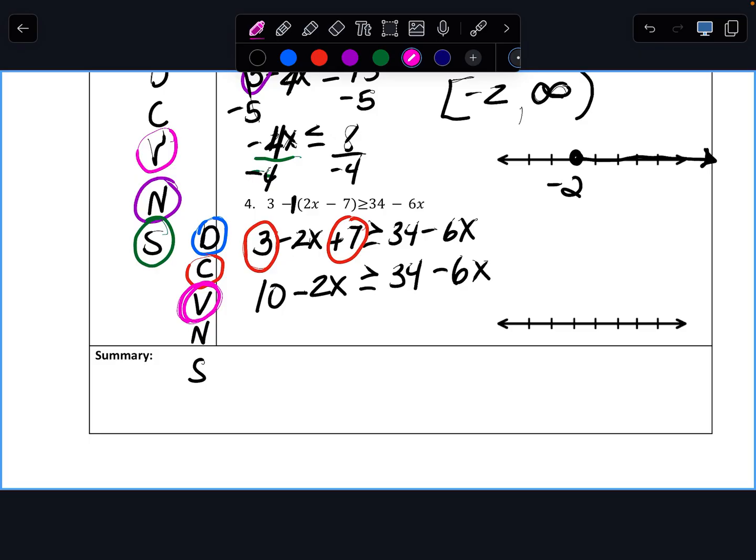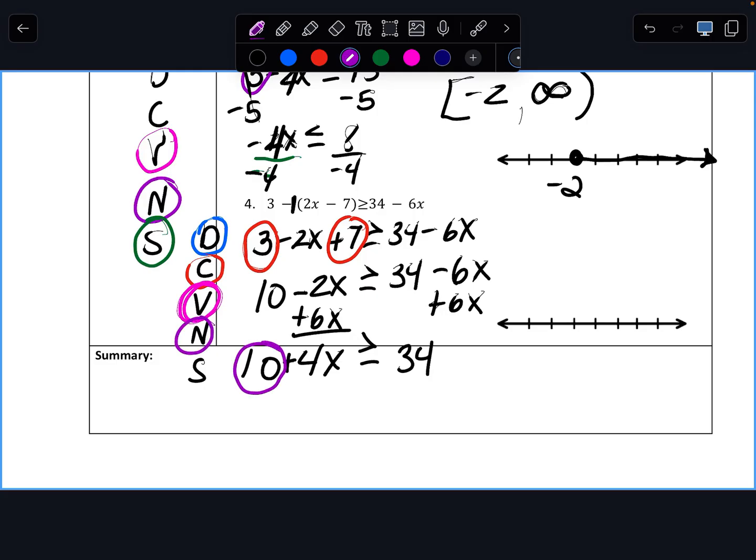But for this example, I'm going to move this negative 6x by adding 6x to both sides, because by doing that, I'm going to get a positive 4x. Instead of, if I had moved the 2x, I would have ended up with a negative 4x. So I'm going to have my 10 plus 4x greater than or equal to 34. Okay, great. Now, do I have the number? Yes, I do. I've got a constant right there.